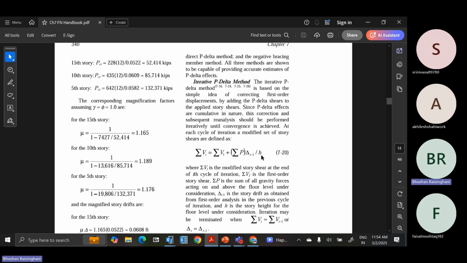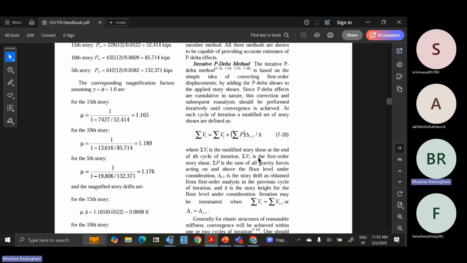So this way I will keep on iterating it. At each story I will find the lateral force, and software is also going by this method only, the iterative P delta method in ETABS.